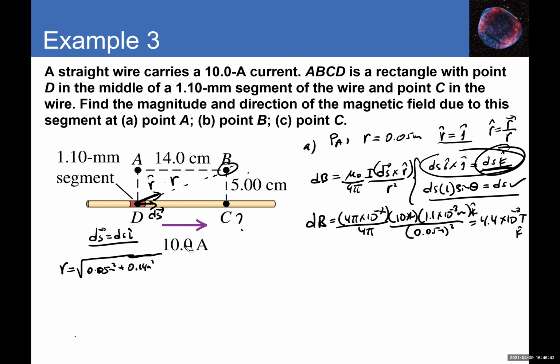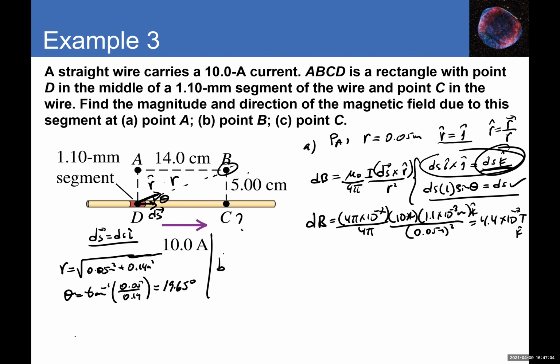I can then use those two to get angle theta as well. So I can say theta is equal to inverse tangent of 0.05 over 0.14. So we get 19.65 degrees.